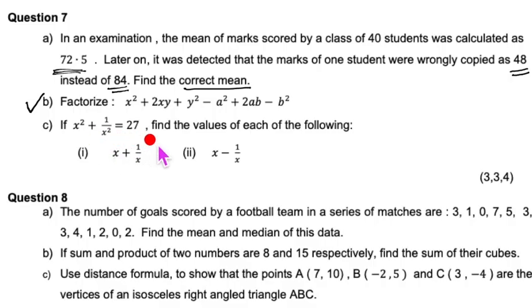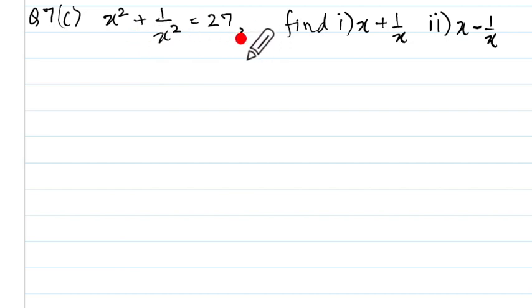Let us look at our question 7c. Let us write it down. So this is our question. If x squared plus 1 upon x squared is 27, we have to find this. Now what is the connection between this and this? Isn't it the square of this?